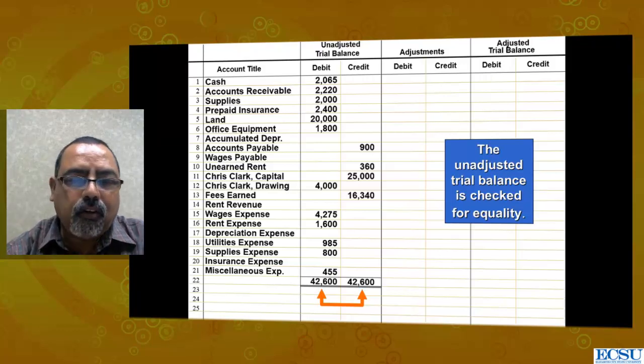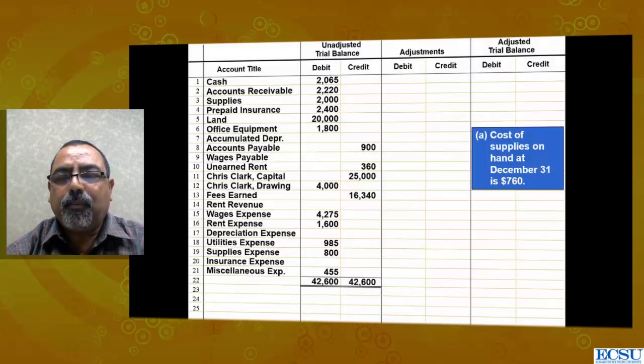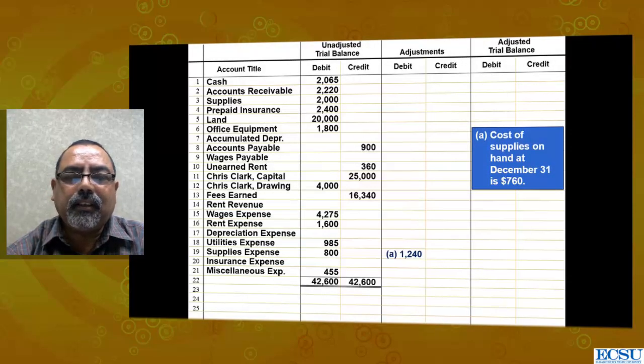So once you have listed all the balances with the unadjusted balances in the ledger, what we do is we do adjustments. Now sometimes supplies need adjustment because we have used some of the supplies. So cost of supplies at hand in December is 760. So therefore what I need to do is find out how much supplies has been used. So the supplies used is 1,240. That's 2,000 minus 760, and this is how I'm going to populate my adjustments.